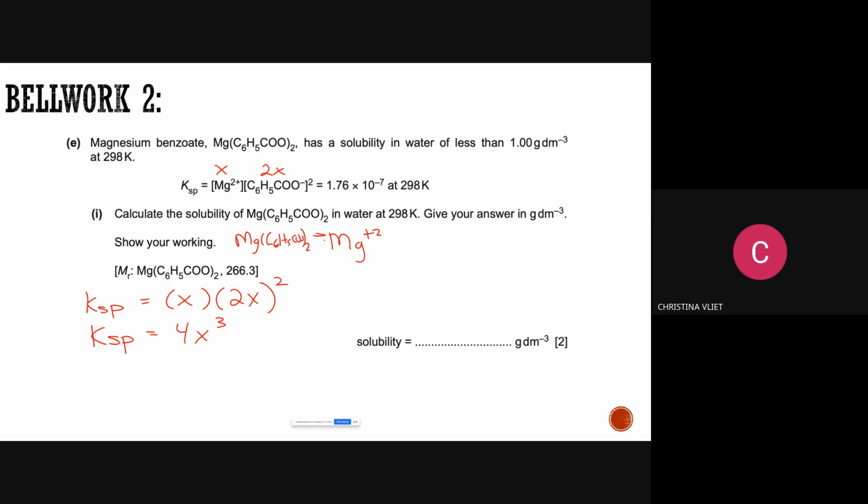Benzoic acid, Mg 2 plus, so C6H5COO minus, 2 of those, 0, 0, plus x, plus 2x, and that's what's going there. Then we plug in which thing here. We have the KSP. So we plug in the KSP, yes, that's all.